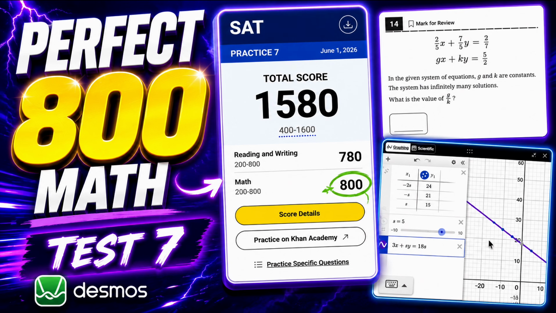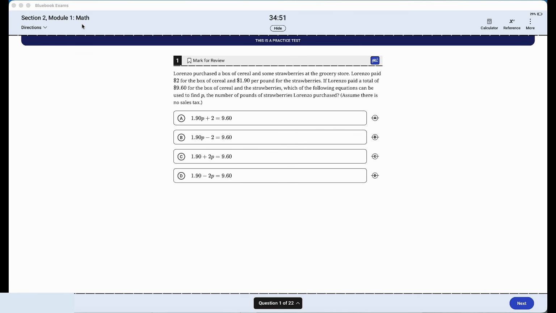This is SAT Practice Test 7 from the Bluebook, full math section. Supposed to take 70 minutes. I'm going to do it in about half that, get a perfect 800, and walk you through every shortcut and Desmos trick along the way. In between the modules, I'll show you exactly what I built to help you do the same thing.